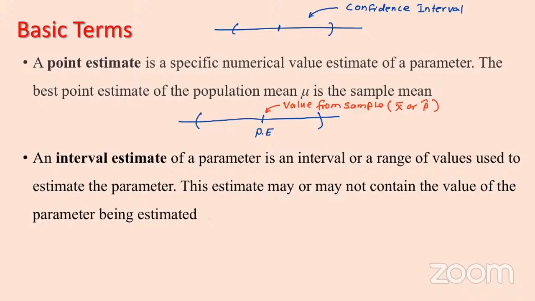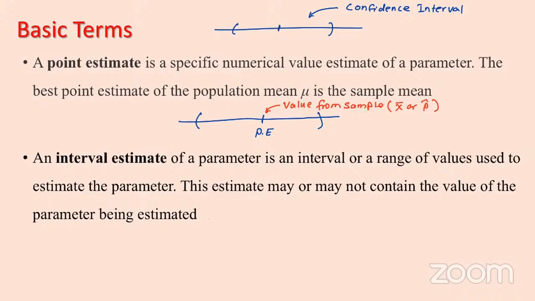So the definition for interval estimate: the interval estimate of a parameter is the interval or range of values used to estimate the parameter. Okay, this estimate may or may not contain the value of the parameter being estimated. Sometimes what happens is, when we try to construct the confidence interval, we are making this interval with certain confidence, right? We are true with that confidence level. 95%, we are 95% sure. But 5%, we may not be there, right? So it's like 5% of the values may not belong to that interval.